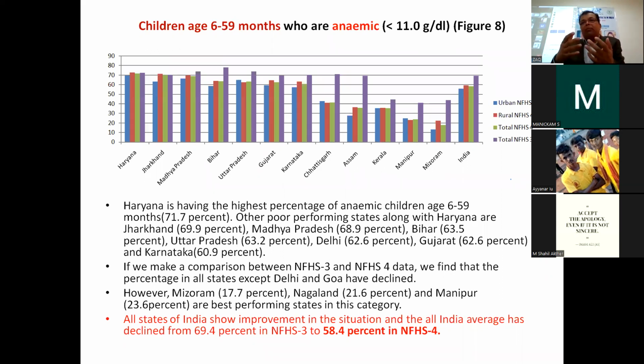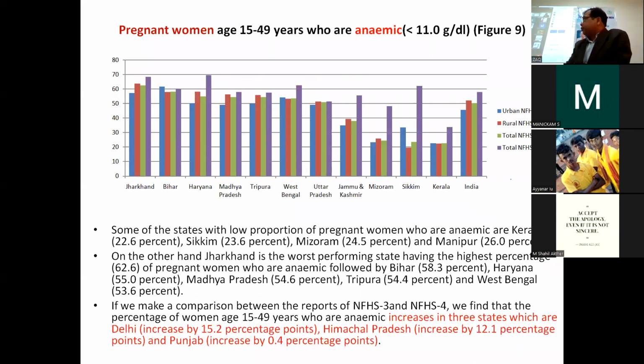It's not about the skinny, thin people only. It's also about the fat people, because nutrition means a balanced, scientifically recommended intake of the various components of food, right? So there is a problem related to undernutrition, there's a problem related to overnutrition, all getting reflected in malnutrition, and anemia is one of the indicators of the prevalence of this problem.